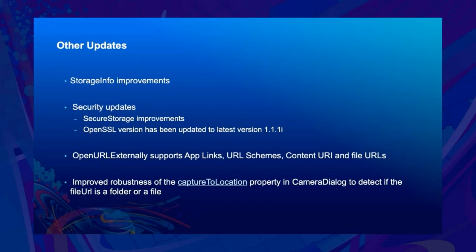The AppFramework OpenURL externally method opens the provided URL in an external app. This method has now been improved to support app links, URL scheme, Android content URI, and file URLs. The Camera dialog capture to location method has been improved to accept a file URL or folder URL as input.